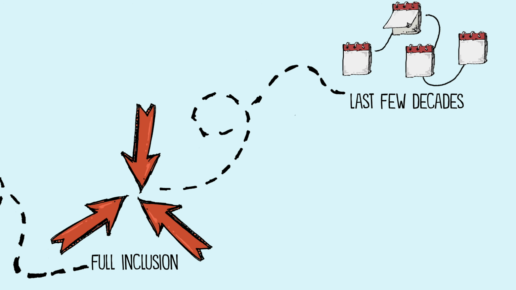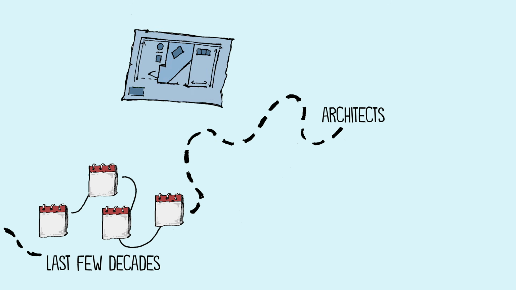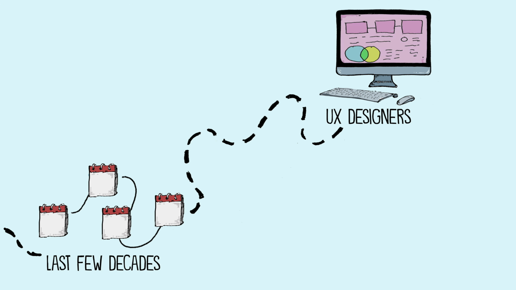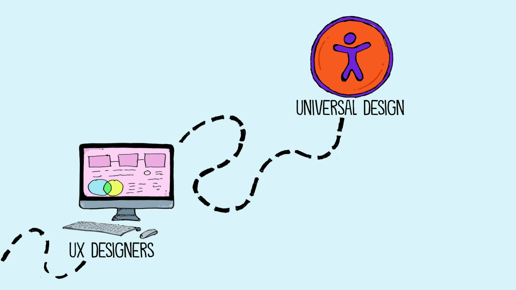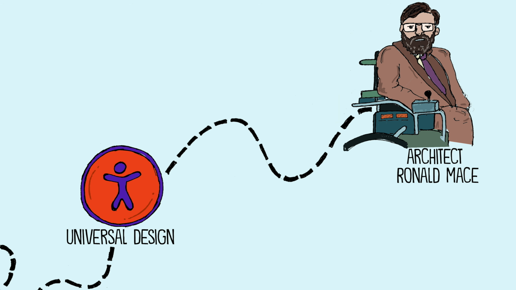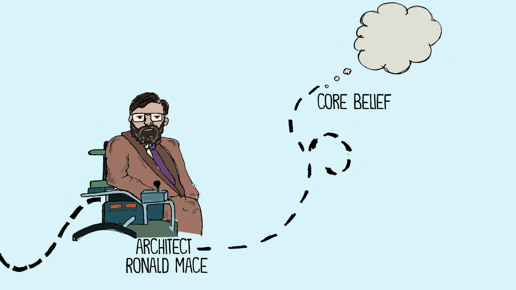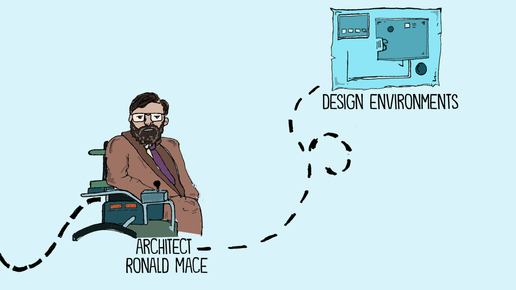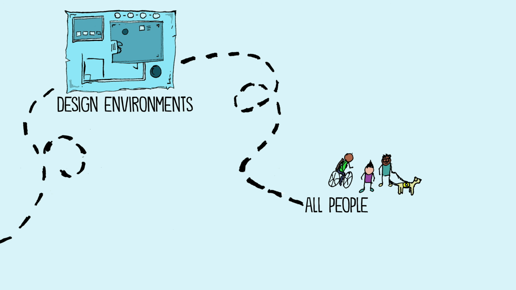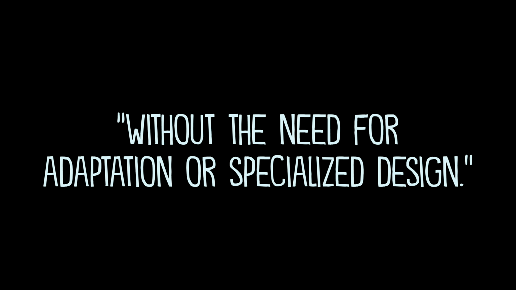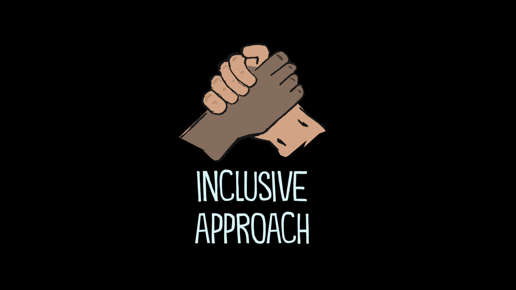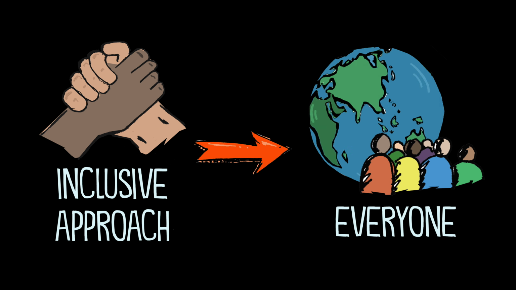In the last few decades, architects, product developers, and UX designers have embraced this philosophy of universal design. Coined by the architect Ronald Mace, universal design is built on the core belief that we should design environments to be usable by all people without the need for adaptation or specialized design. This inclusive approach allows everyone to benefit from such designs.